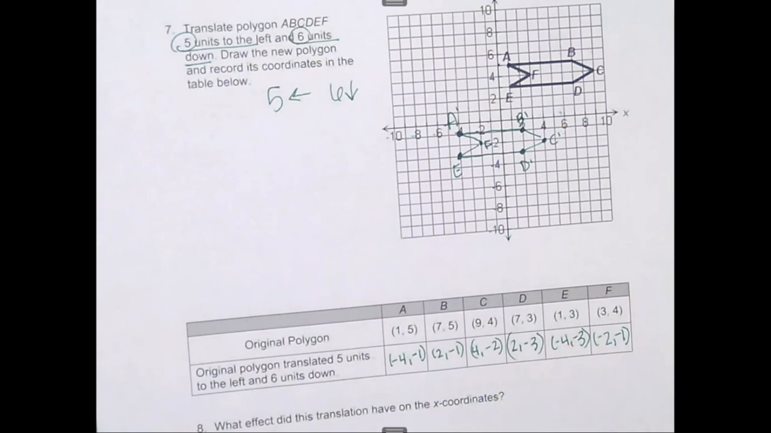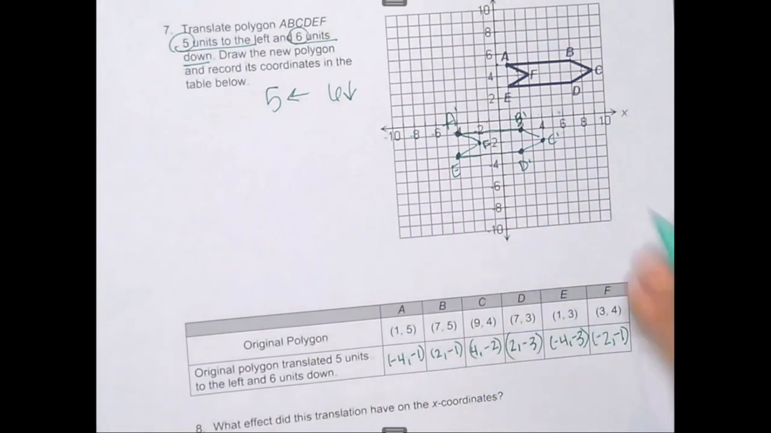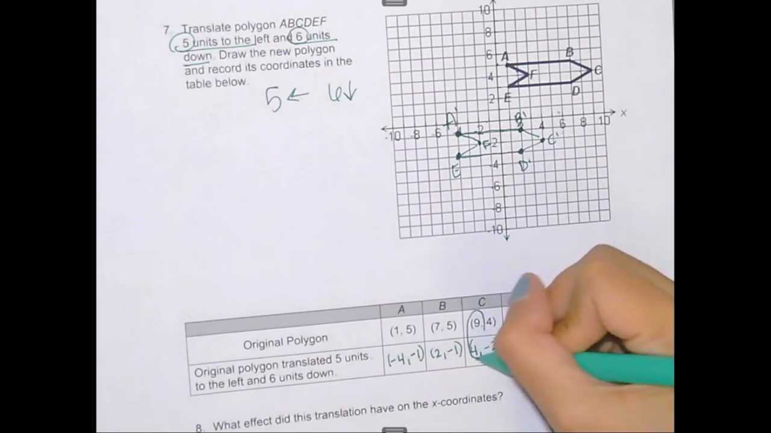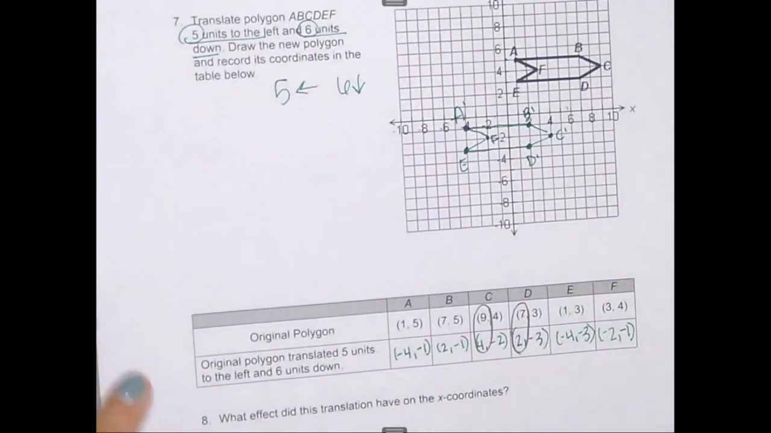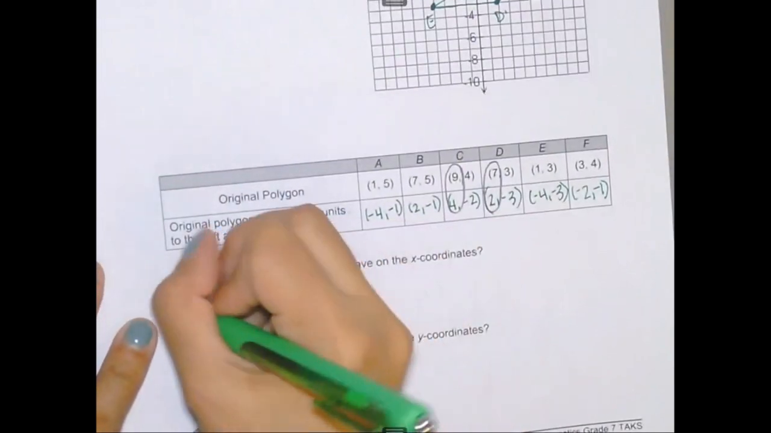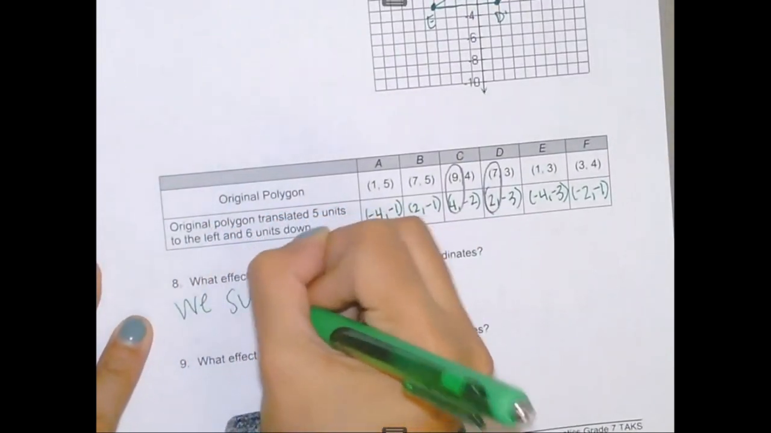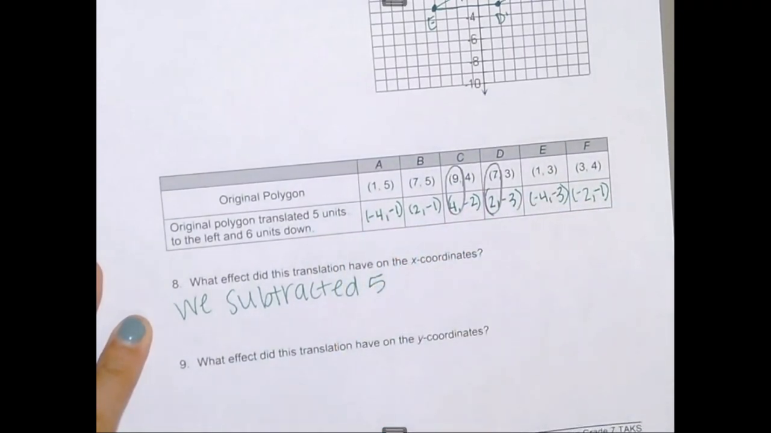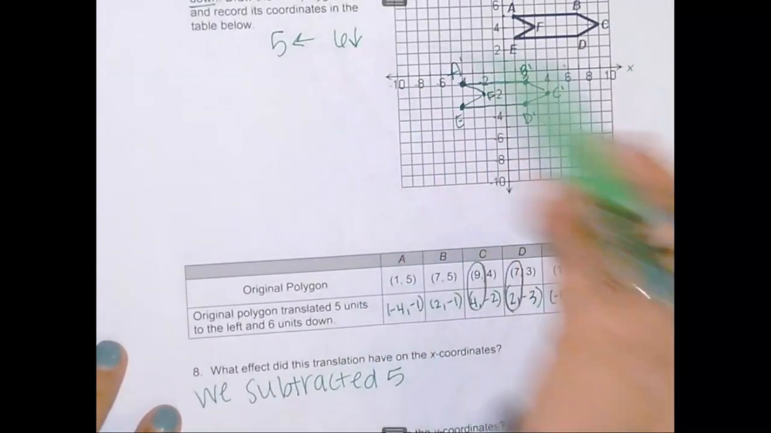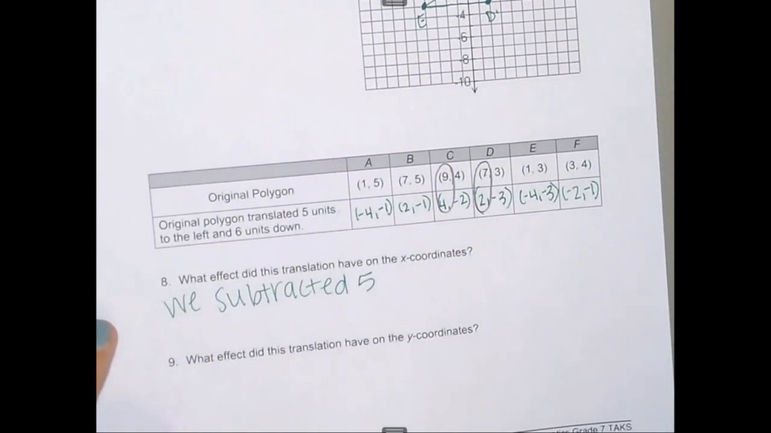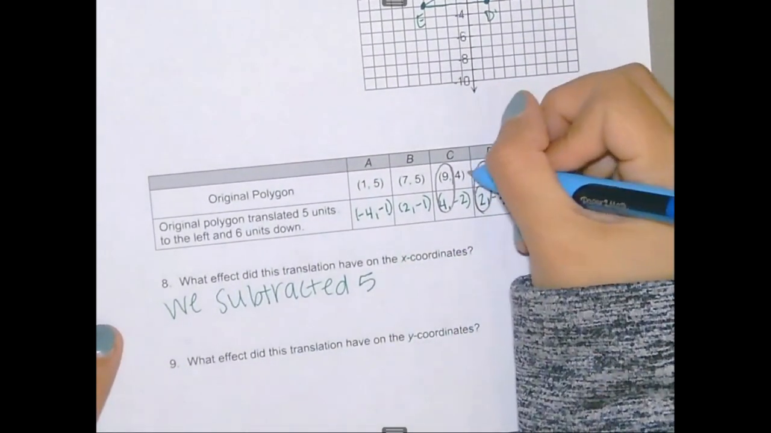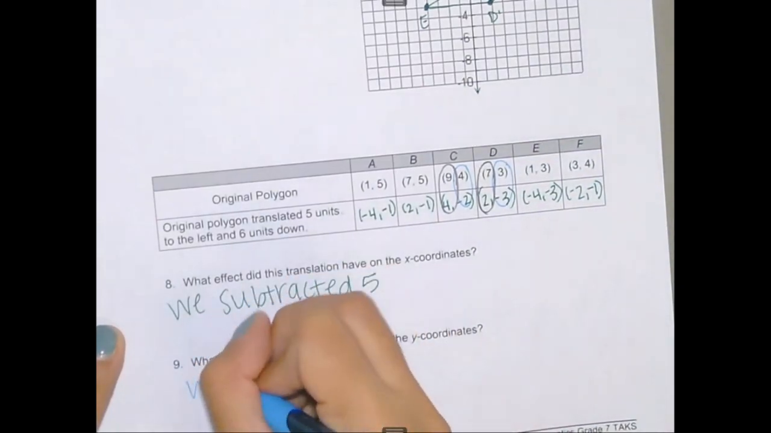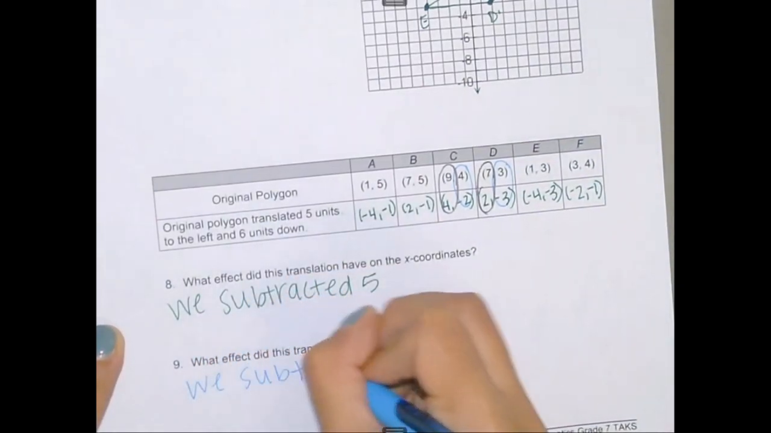So what effect did this translation have on the x-coordinates? Well, if I look at my D, I went from 7 to 2. I look at my C, I went from 9 to 4. So I can see that for my x-coordinates, we subtracted 5, which makes sense because we went to the left 5. And when I look at my y-coordinates, 4 to -2, 3 to -3, this one tells me we subtracted 6.